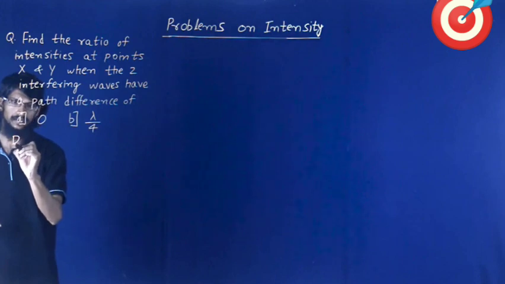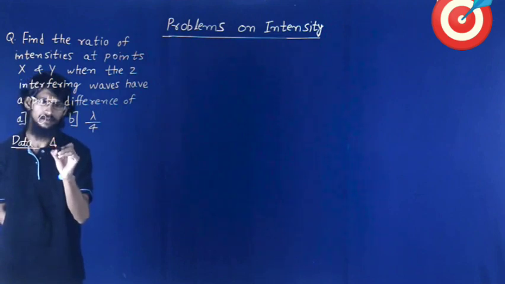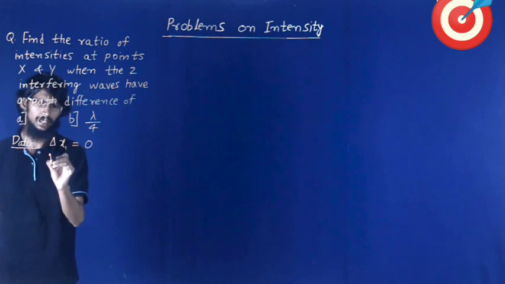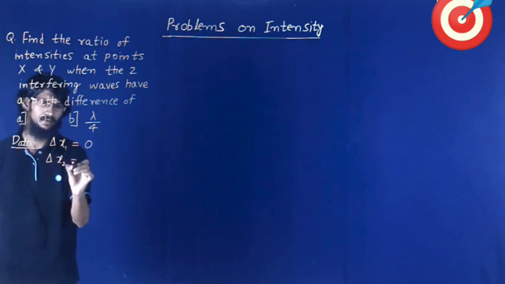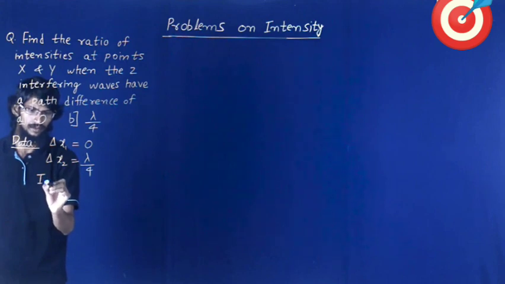The data given to us is very simple. The path difference in the first condition, delta x1, is 0, and delta x2 is λ/4. Nothing else is given. And we need intensity at x divided by intensity at y.